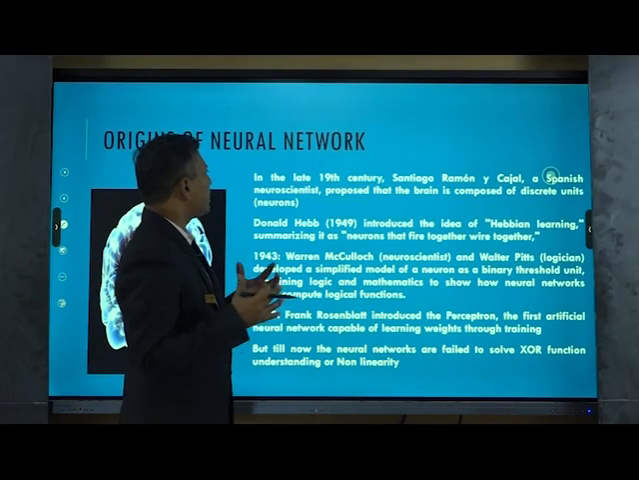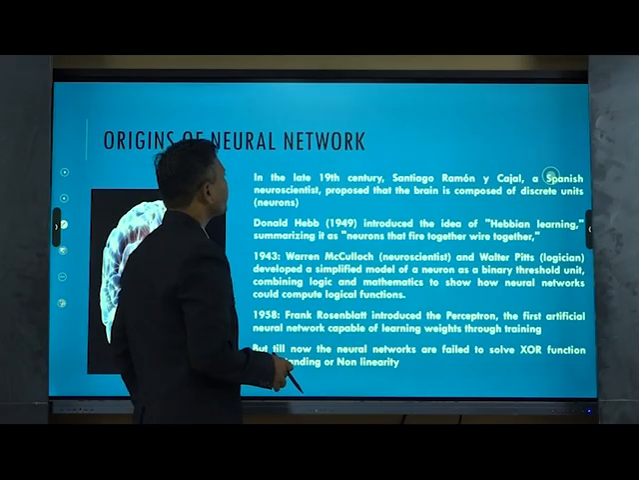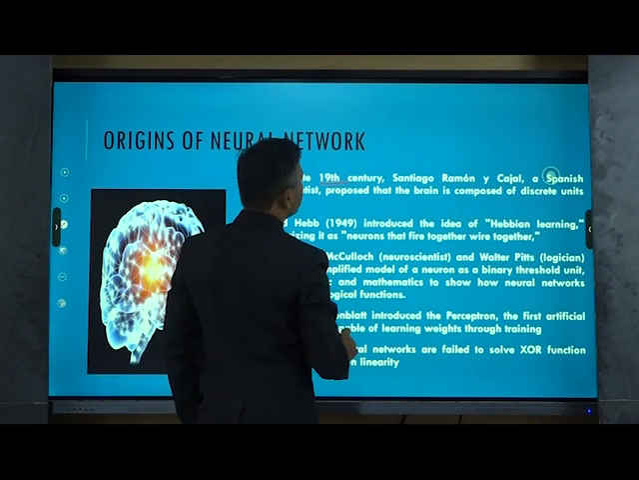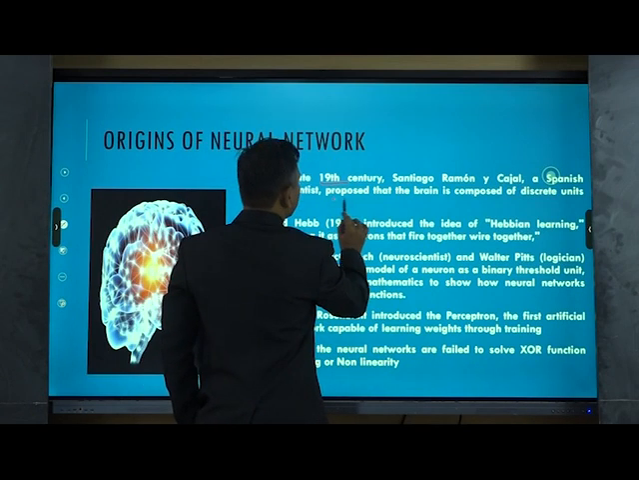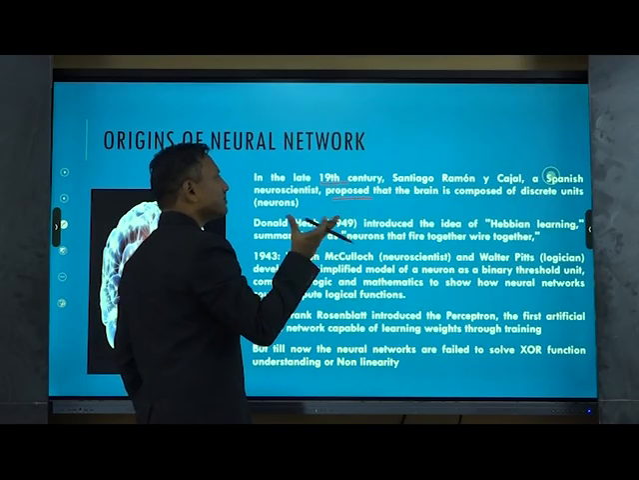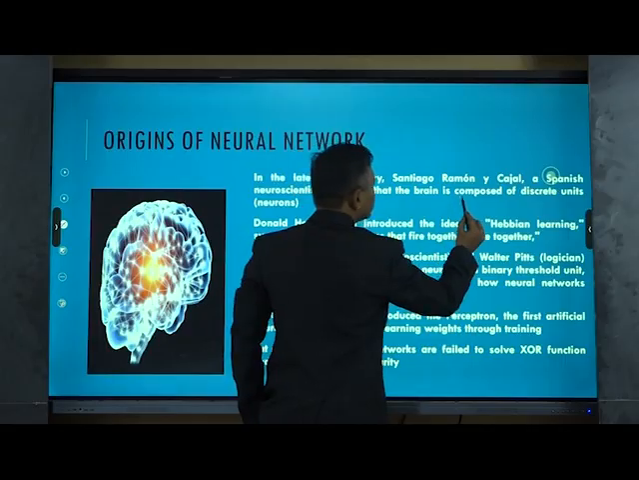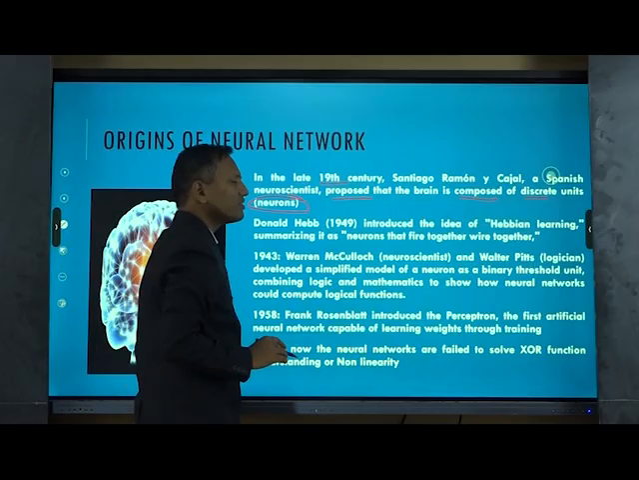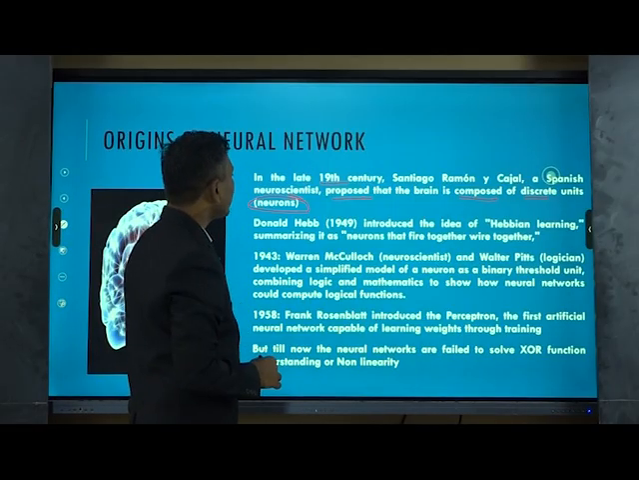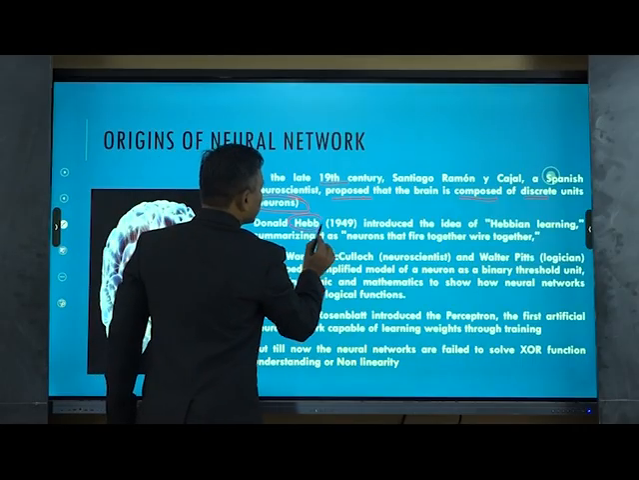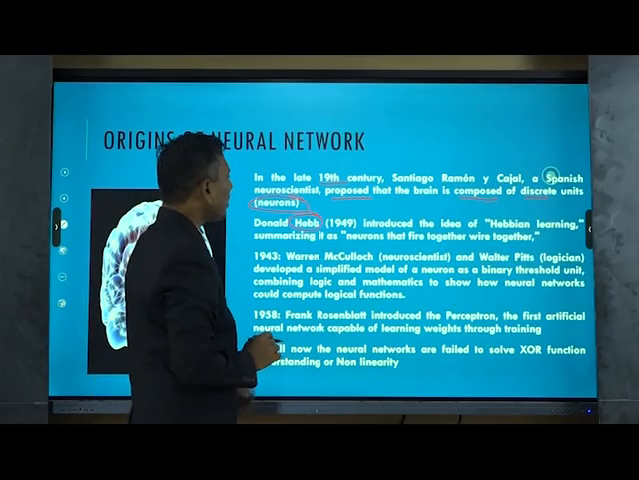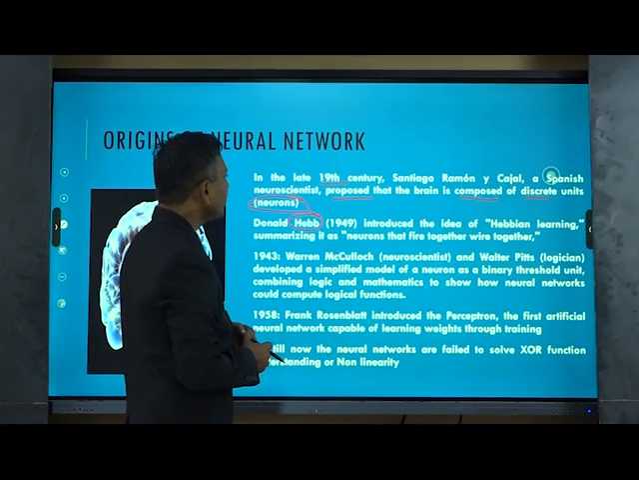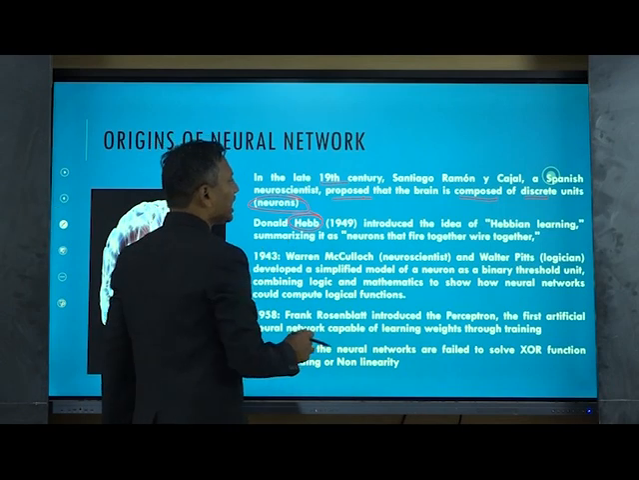So who did this actually? In the 19th century, a Spanish scientist proposed this concept, and he said that the brain is a composition of discrete units called neurons. This is the term he coined. Later, in 1949, Donald Hebb, a famous scientist, on whose name a neural network structure, the Hebbian neuron, is named, introduced the idea of learning.